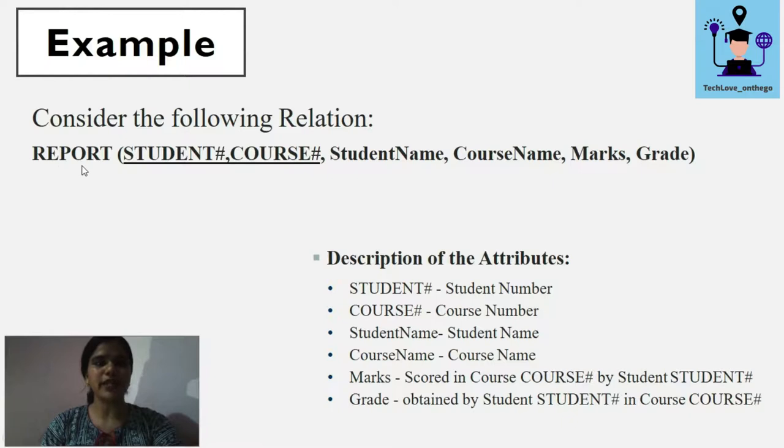Here we can see a relation. The relation is the report relation. In this relation we have some attributes like student number, course number, student name, course name, marks, and the grade of the student. Here the primary key for this relation is considered to be a composite key, which is the collection of student number and course number. So this is the description of these attributes.